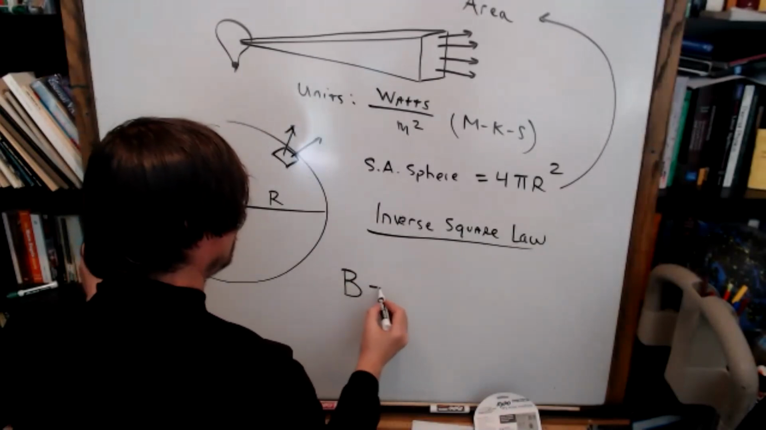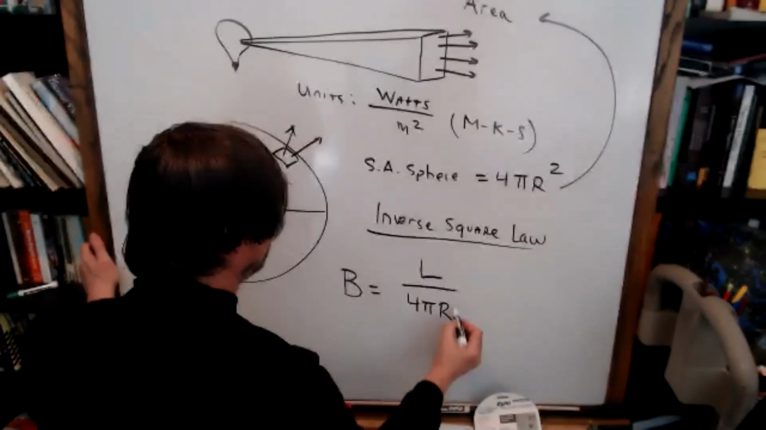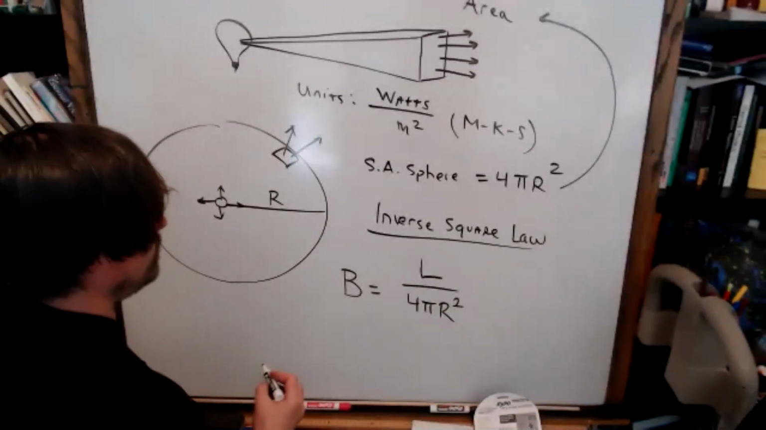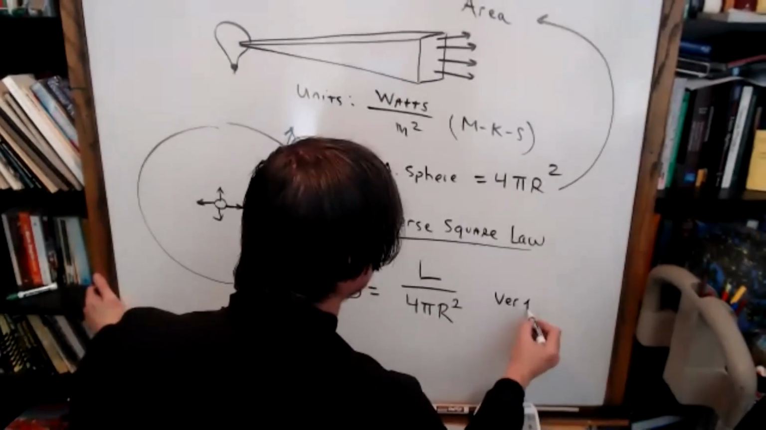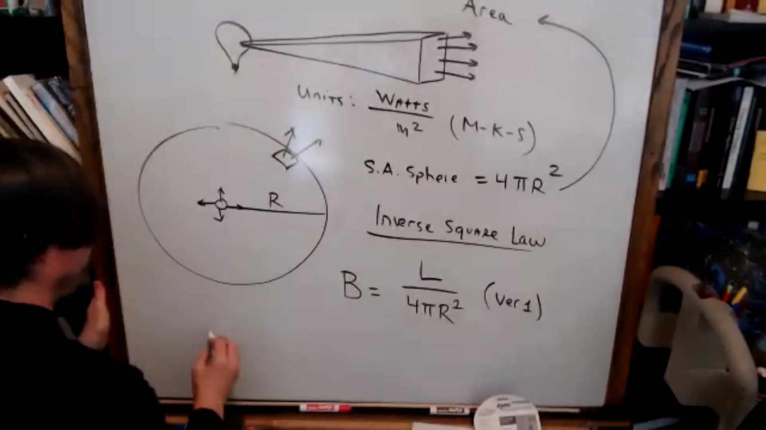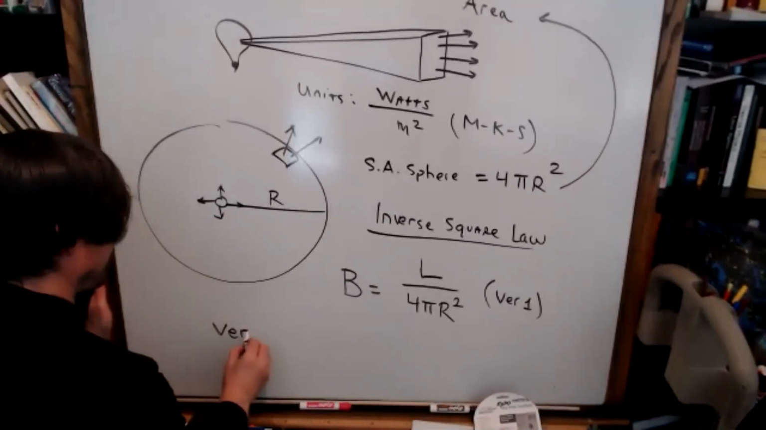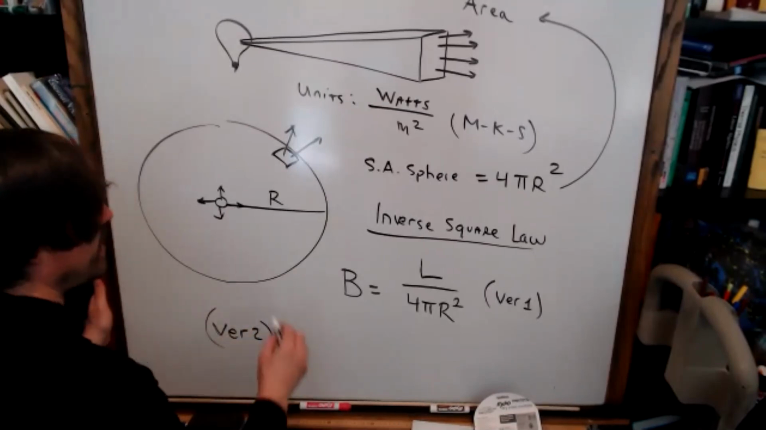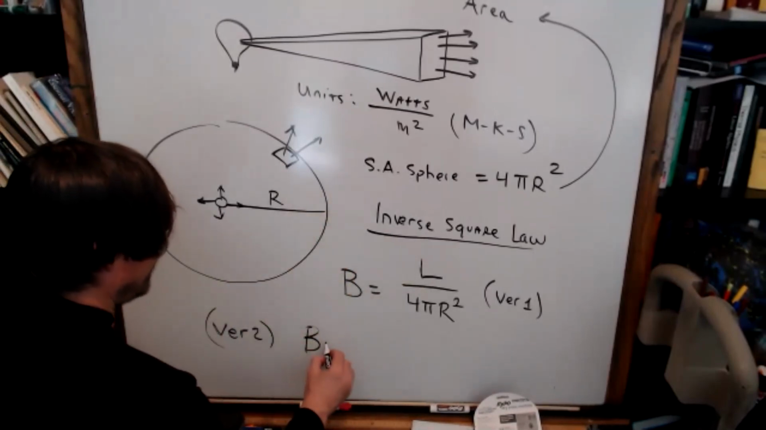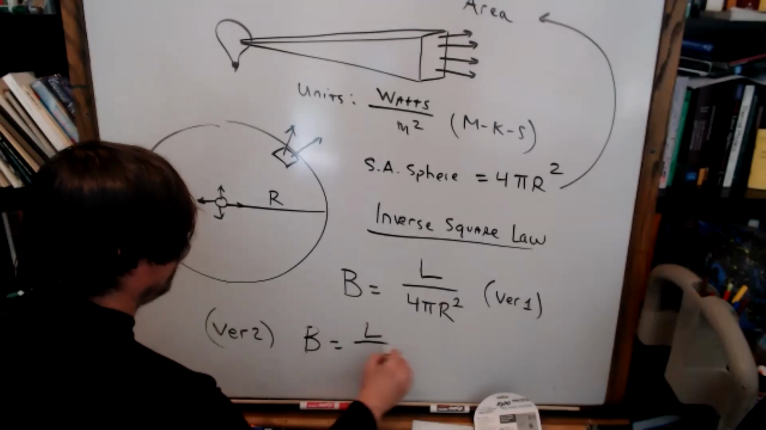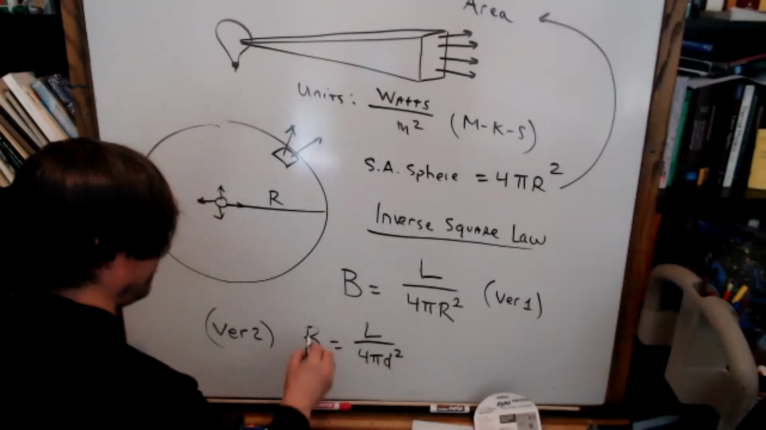The brightness is the luminosity over 4 pi times the radius squared. That's version 1. Version 2 is where instead of thinking about it as the radius of a sphere, you think about it as the distance between you and the light source. And then its brightness is equal to luminosity over 4 pi d squared.